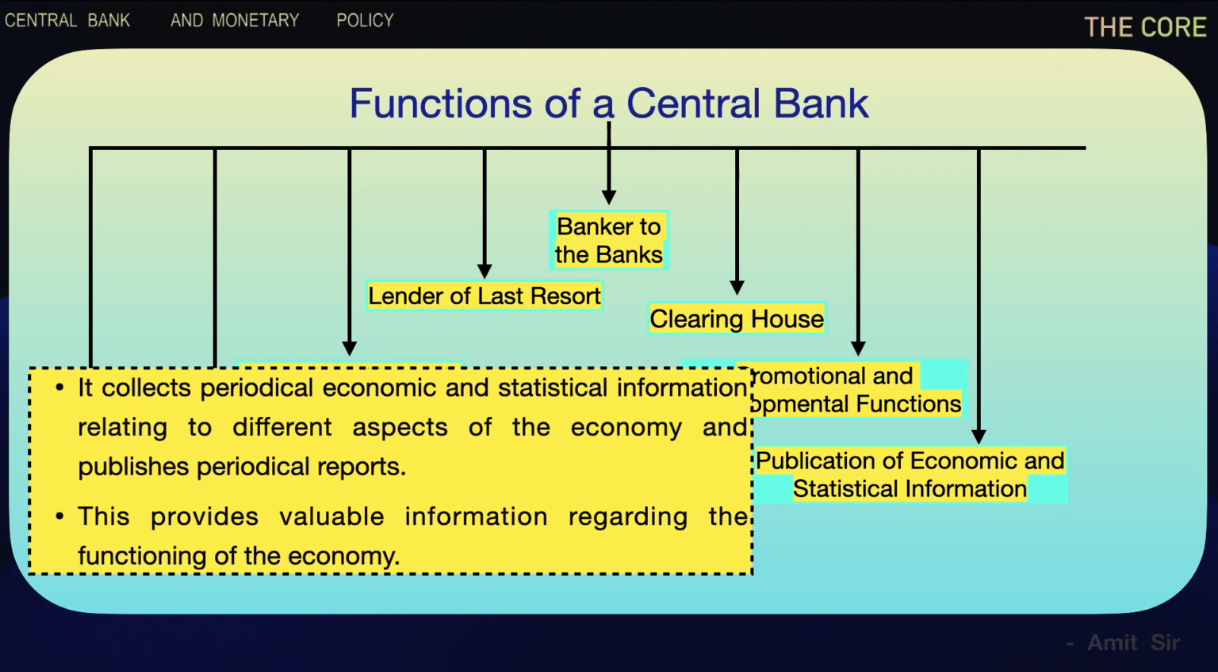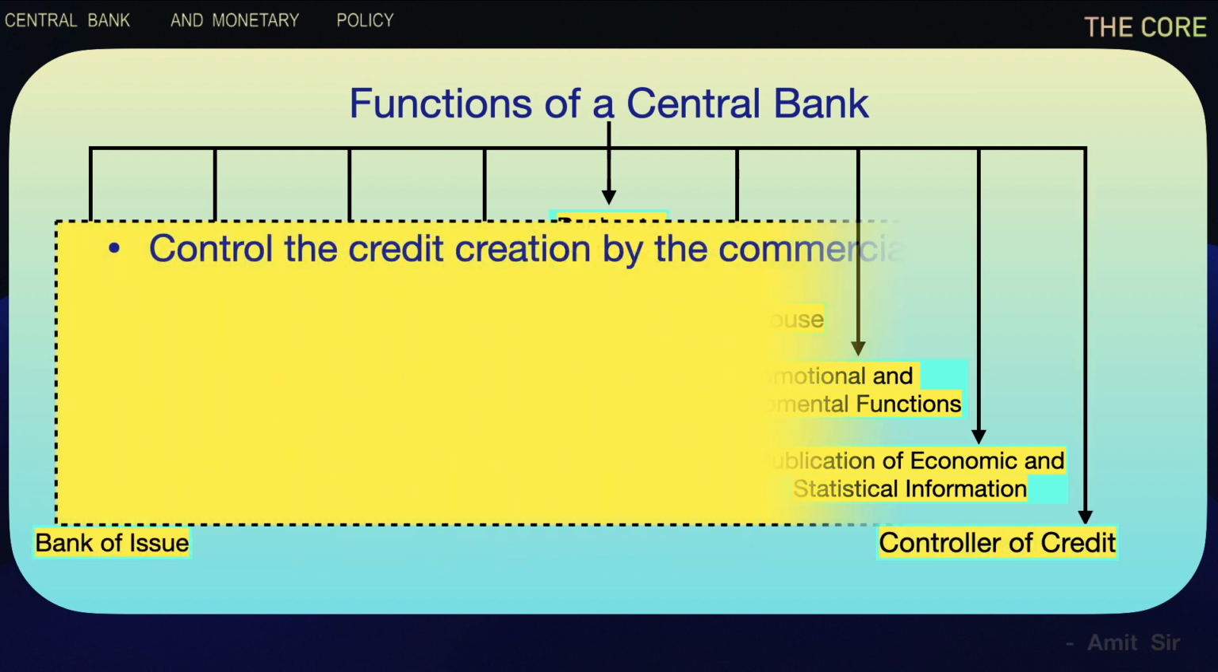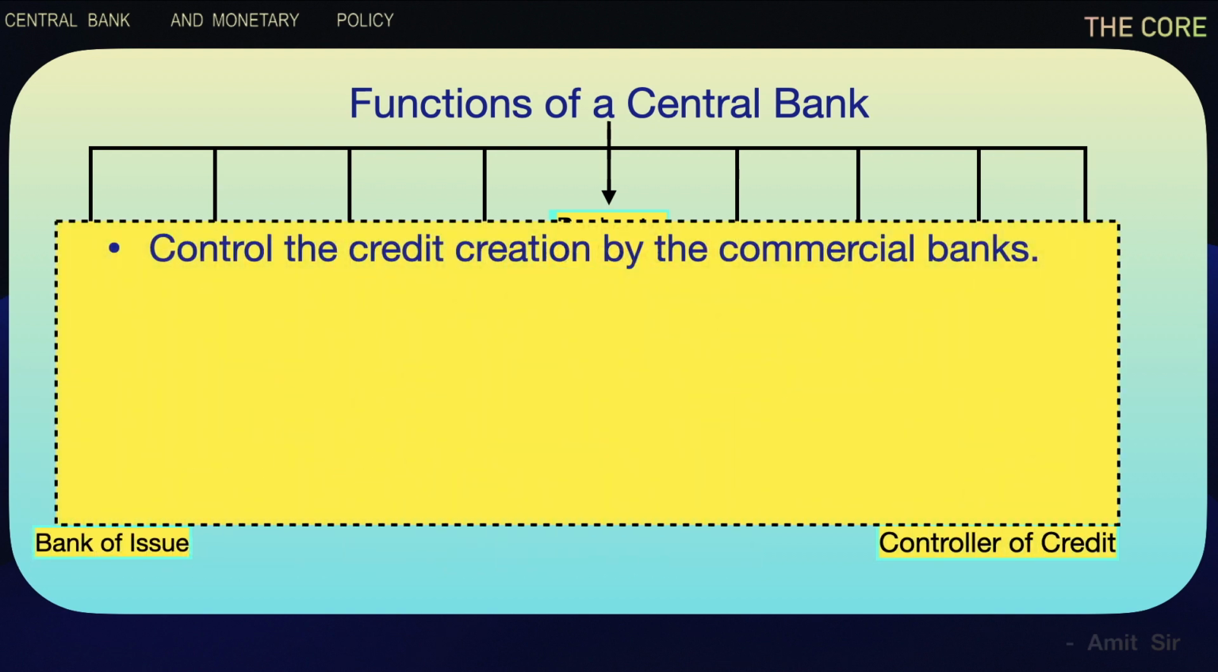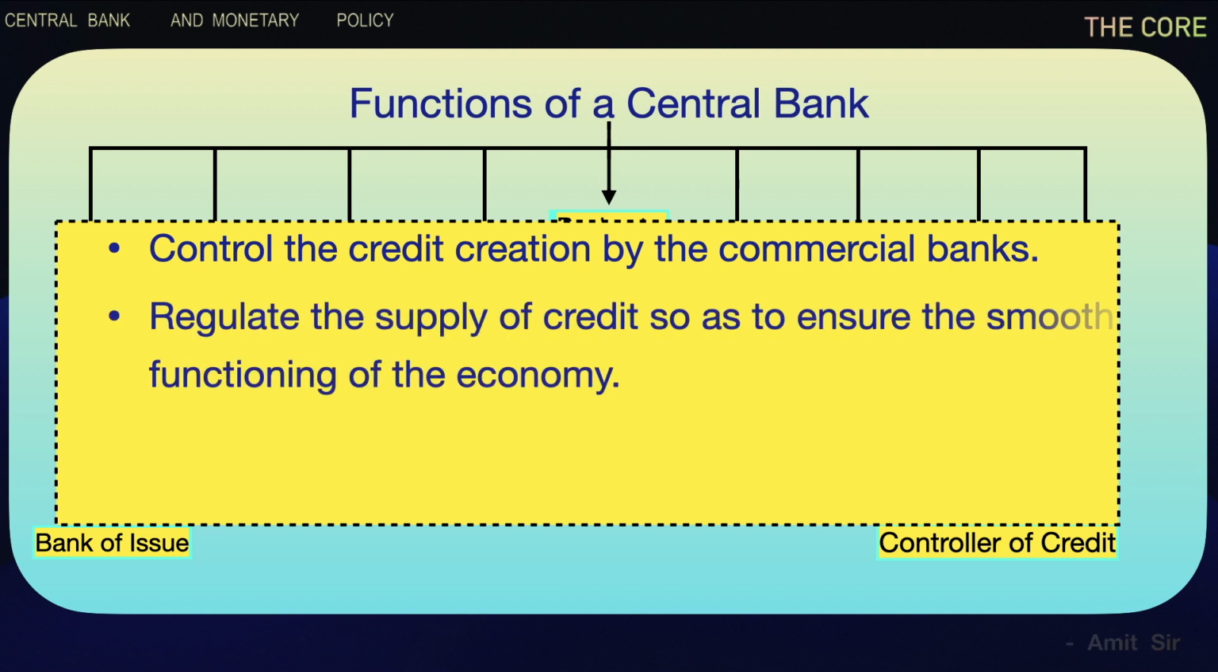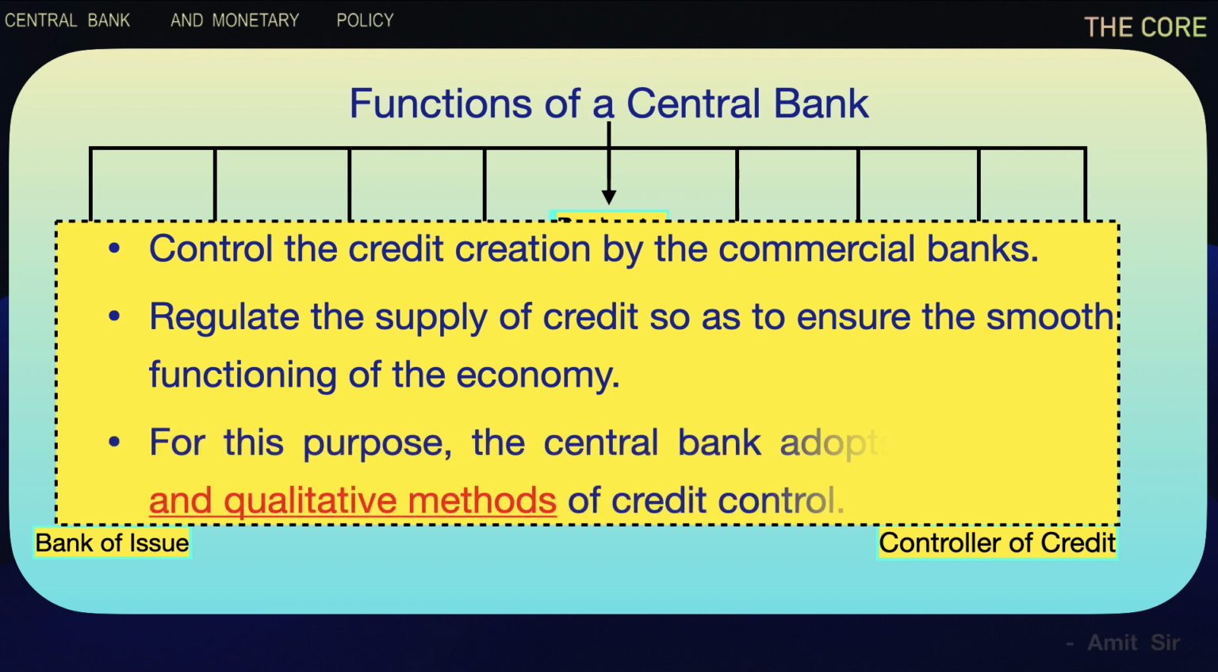The most important and the most challenging function of the central bank is controller of credit. It controls the credit creation by the commercial banks and regulates the supply of credit so as to ensure the smooth functioning of the economy. For this purpose, the central bank adopts quantitative and qualitative methods of credit control. The function of controller of credit is the most important and most challenging as well as the most frequent task of the central bank of any country.